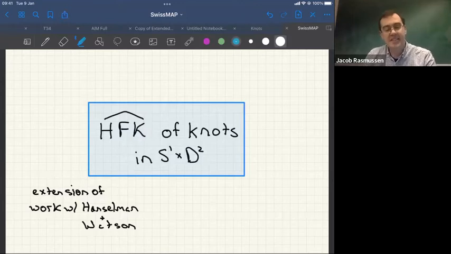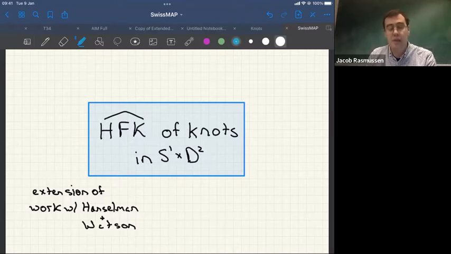Okay, and so I'd like to talk about the knot-Floer homology of knots in the solid torus. And this is an extension of some earlier work that I did with Liam Watson and Jonathan Hanselman. And in fact, really, there are in some sense no new ideas. It's just a matter of taking this particular problem and inserting it into the machine and turning the crank. But I think that it's interesting to understand what the answer is.